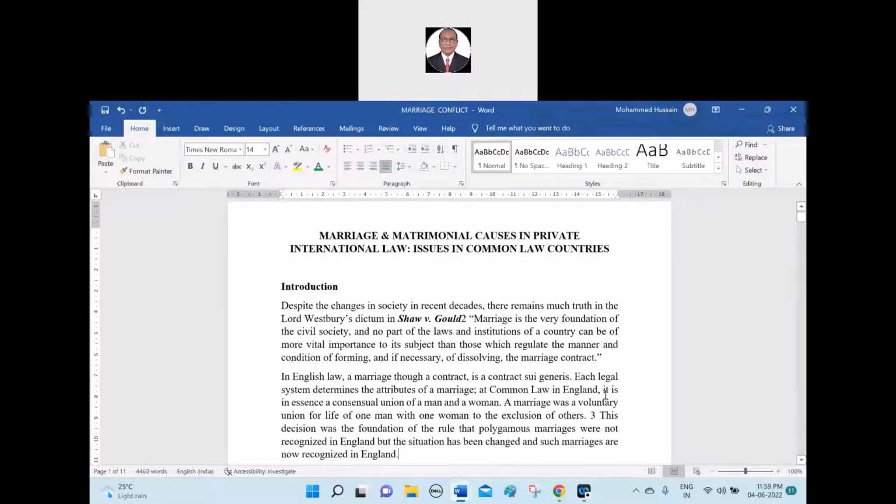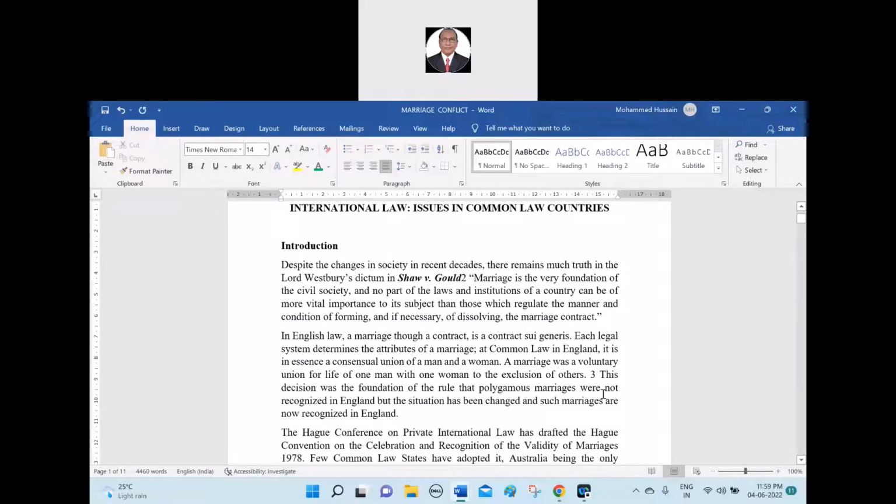Okay, now what does English law say? A marriage through a contract is a contract sui generis. Now in Tanzania, whether the marriage is a contract or whether the marriage is a sacrosanct.